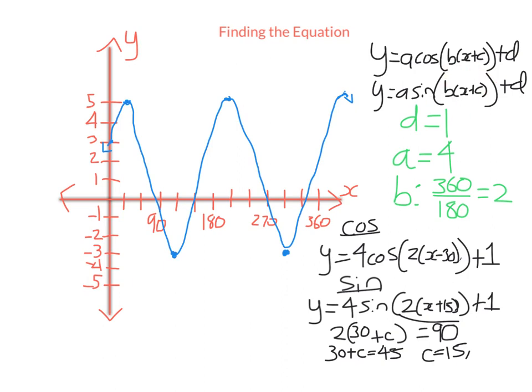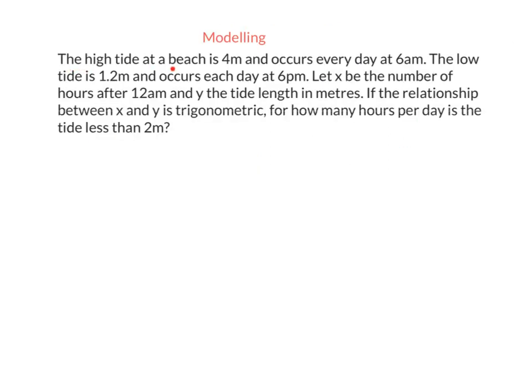All right, very last thing we're going to do, a bit of trigonometric modeling. So let's look at this question here. High tide at a beach, 4 meters, occurs every day at 6 a.m. The low tide is 1.2 meters and occurs each day at 6 p.m. So X is going to be the hours after 12 a.m., Y the tide length in meters, and we're going to look at the relationship between X and Y as trigonometric and find how many hours a day it's less than 2 meters. So let's just draw a very rough sketch to show what's going on.